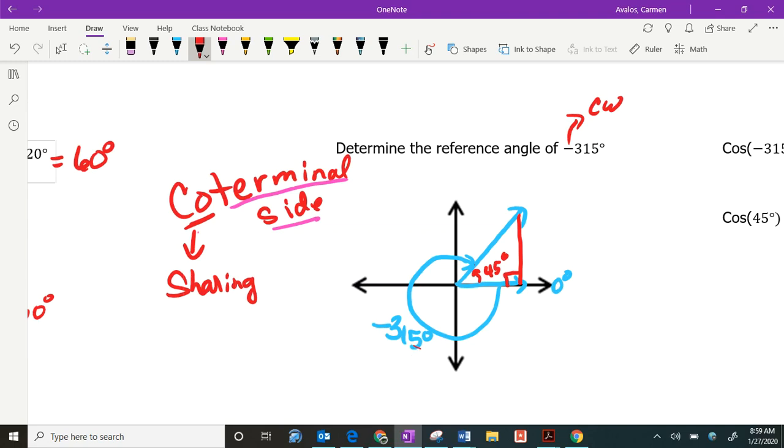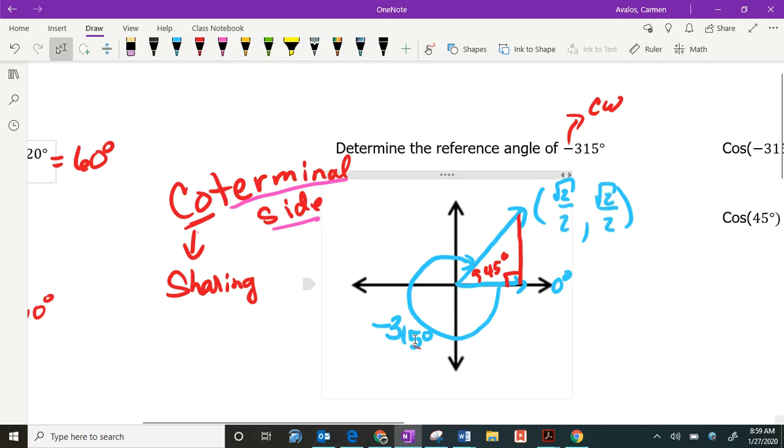Why are coterminals so important? It's because they have the same trig ratio. And so when we look at this, the trig ratio right here, if I do my left-hand rule with 45, I know this is the square root of 2 over 2, and this is also the square root of 2 over 2. The negative 315 and the positive 45 share the same coordinates, the y's and the x's. So if I know the 45, I also know everything about the negative 315.